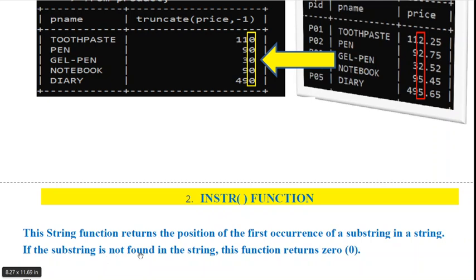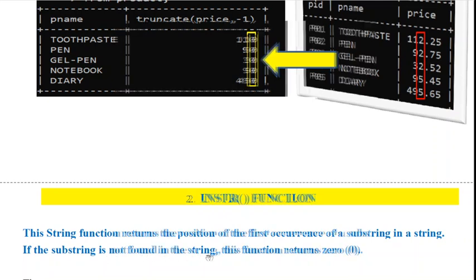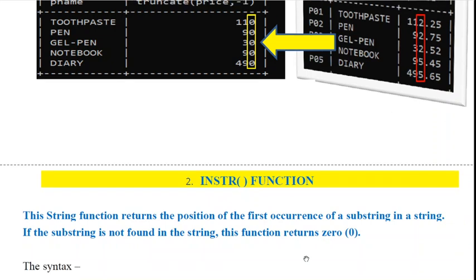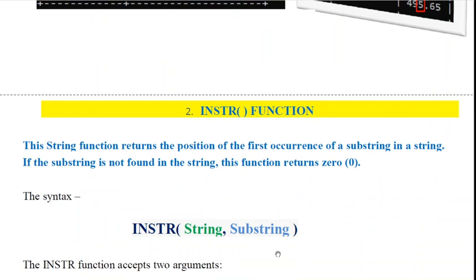If the substring is not found in the string, this function returns 0. If the function is returning 0, it means the specified string is not present in the original data. The general syntax is instr, string, comma, substring. So this is the original data where you want to search, and this is the data that you want to search in the string.